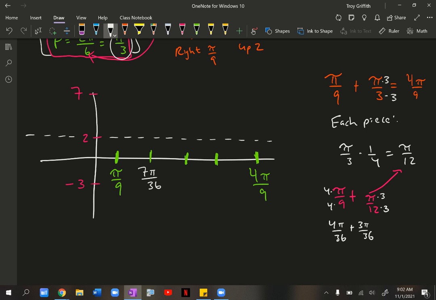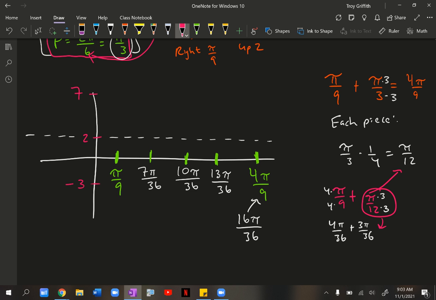Okay. And then from here, I'm just going to keep adding a pi over 12, which again is a 3 pi over 36. So 7 pi over 36 plus 3 pi over 36 is 10 pi over 36. Okay, if I add another 3 pi over 36, I get 13 pi over 36. And then if I add another 3 pi over 36, I get 16 pi over 36. And let's check this out. This should match up exactly with what I have as my ending piece right here.